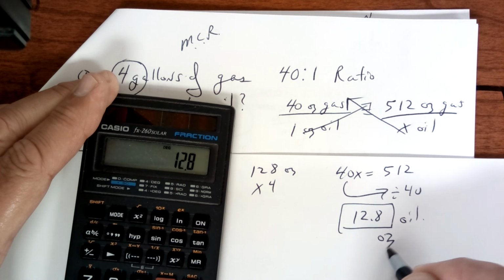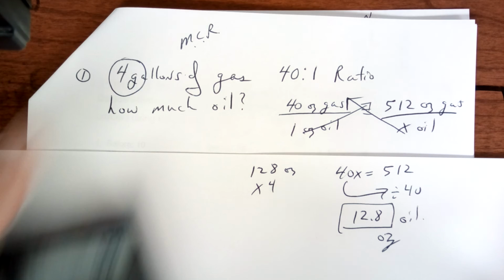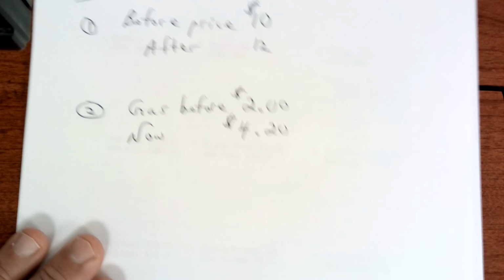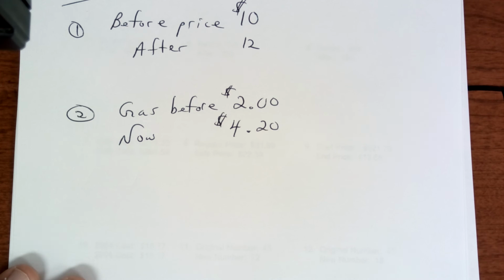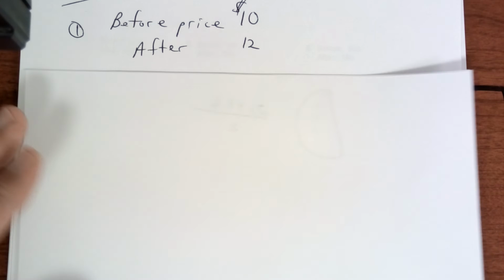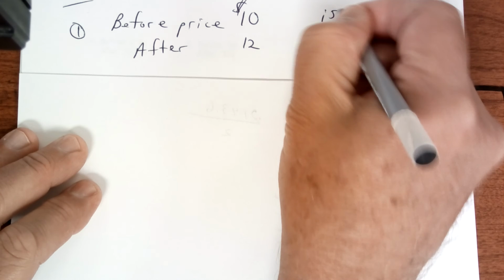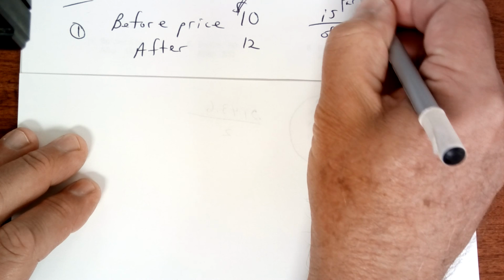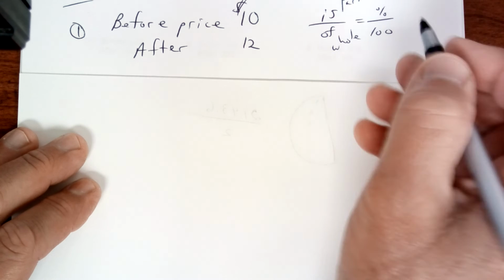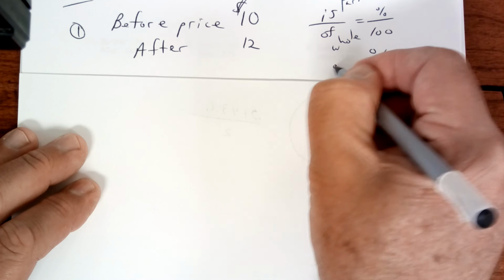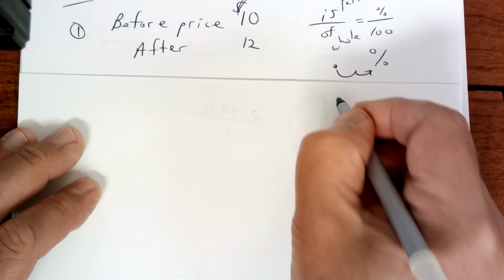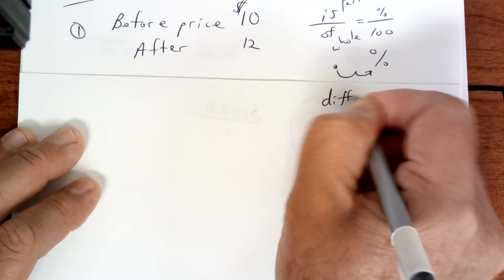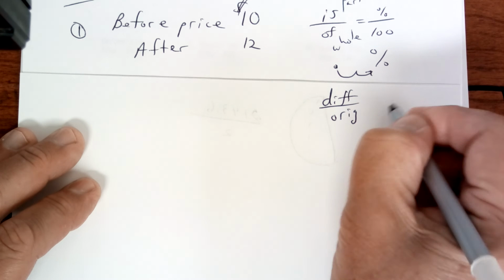Ounce of oil. Anyway, let's talk about today's work. On a new sheet of paper, copy those 2 down. We're talking about percent increase, and there's a formula you need to memorize, okay? Let's talk about formulas. The first one is is over of equals percent over 100, part over whole. The other one is moving your decimal to make a percent. And the other one is, today, is difference divided by original to get the percent increase or percent decrease.